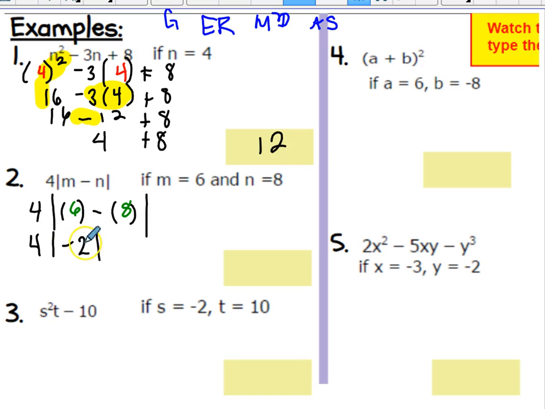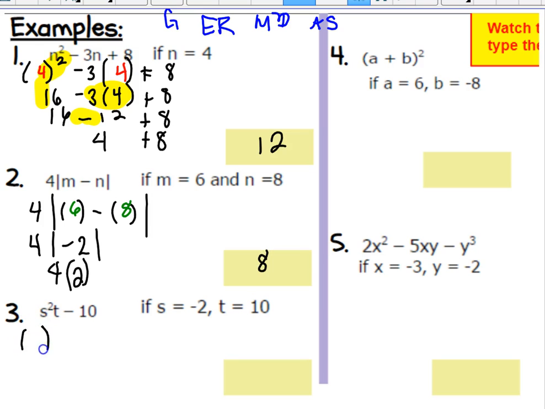Now I've still got to finish my grouping. Absolute value means how far the number is from 0 on a number line. Negative 2 is 2 spaces from 0 on a number line, so the absolute value of negative 2 is 2. Now I'm left with 4 times 2, which is 8. Let's look at number 3.